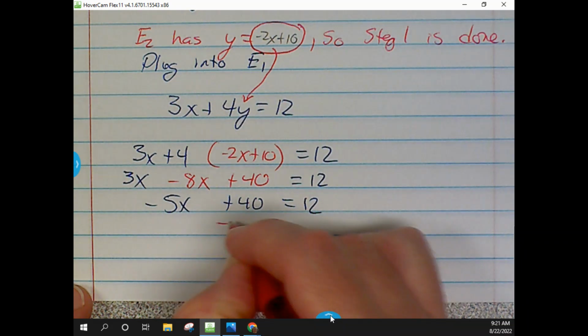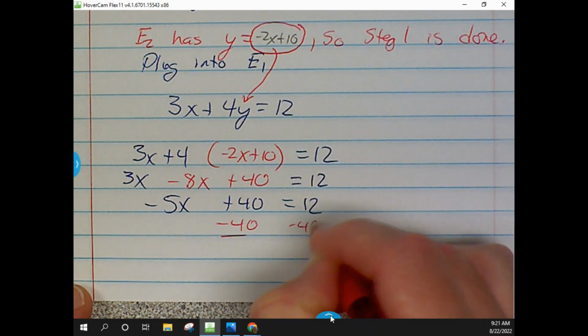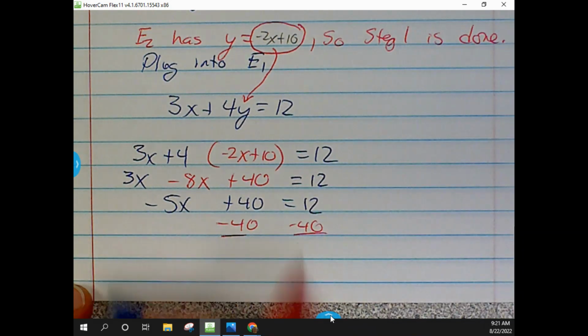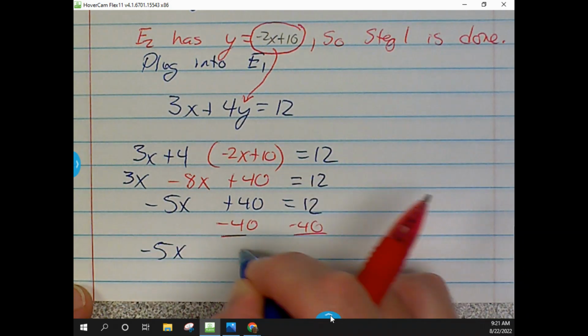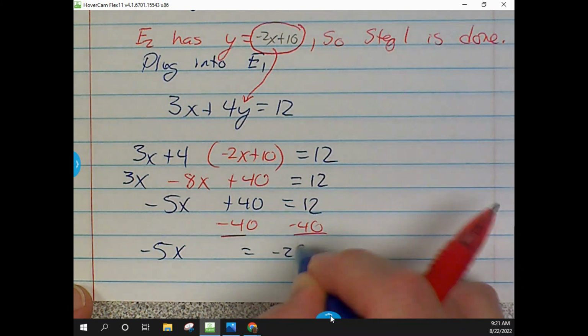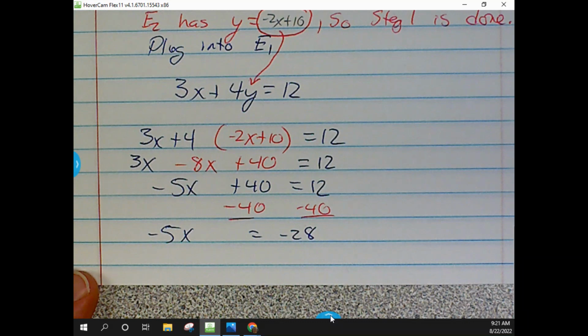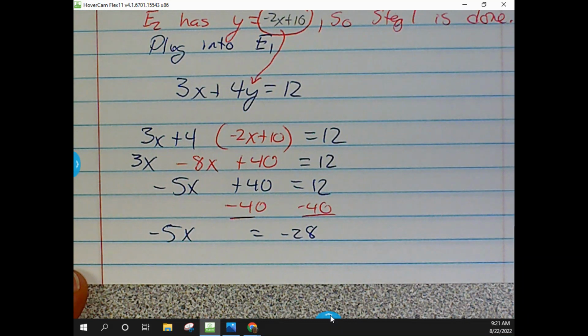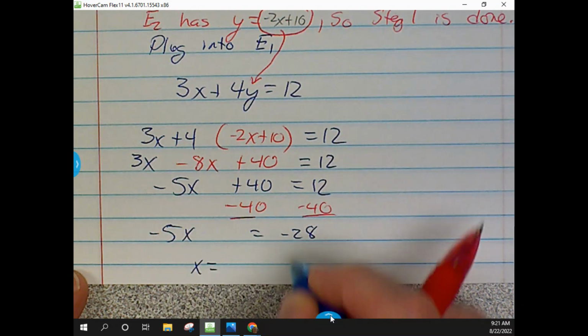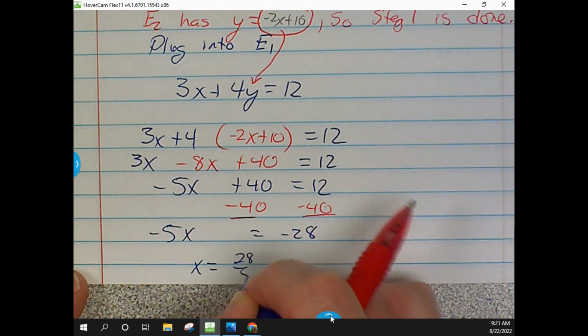And then we can subtract 40 from both sides. So we get negative 28. Okay, we're not going to get a whole number here. We're going to divide both sides by negative 5. So that's going to be a negative over negative. It's going to make that 28 over 5.